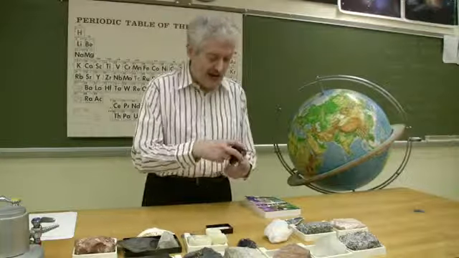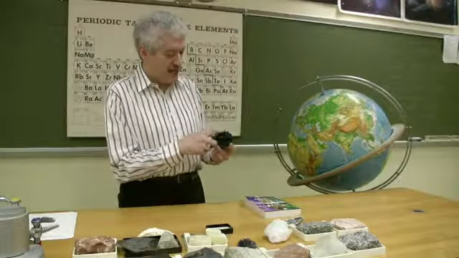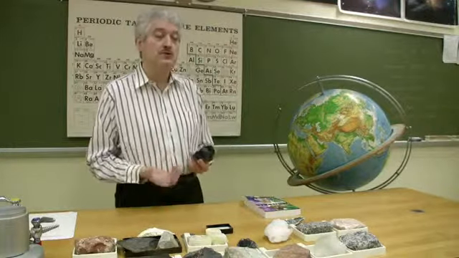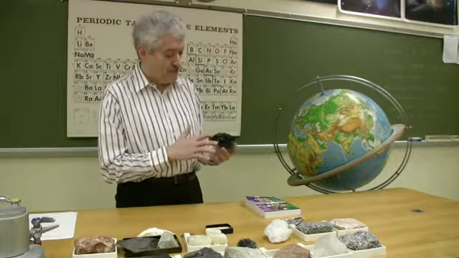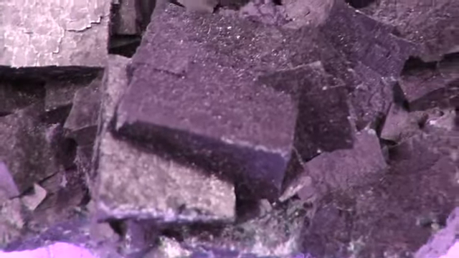One of the things we look at is color. Some minerals have distinctive colors that almost as soon as you see it, you can tell what you have. Others are more subtle. For example, fluorite here occurs in a wide range of colors. This one happens to be purple.